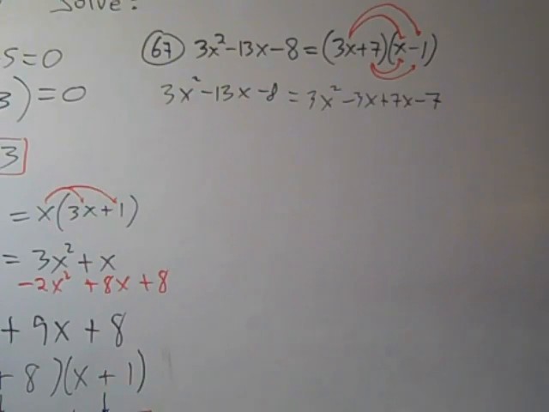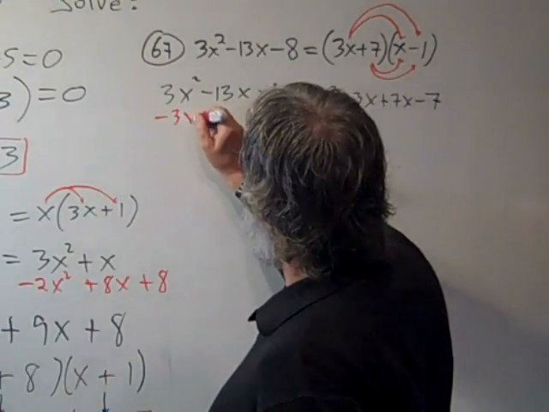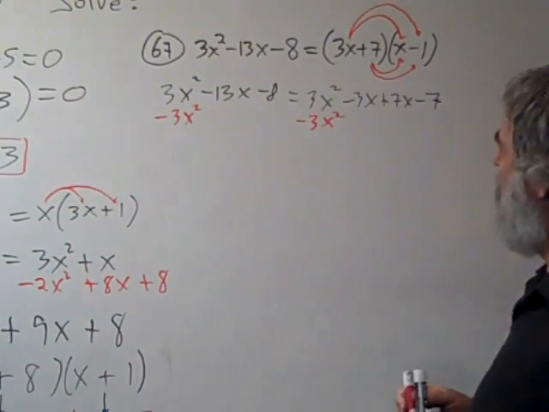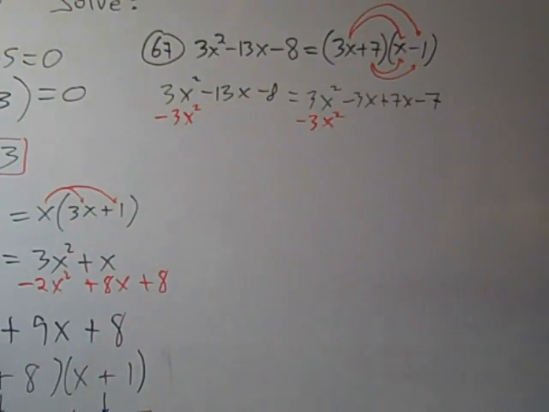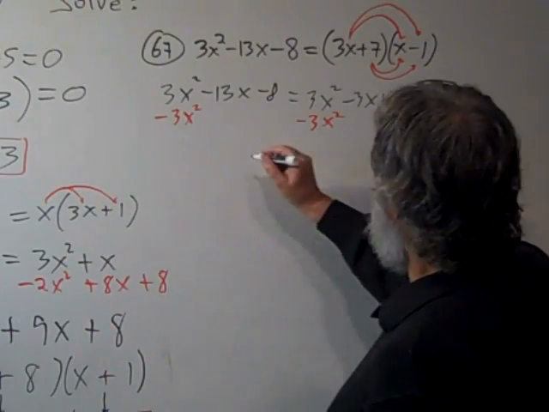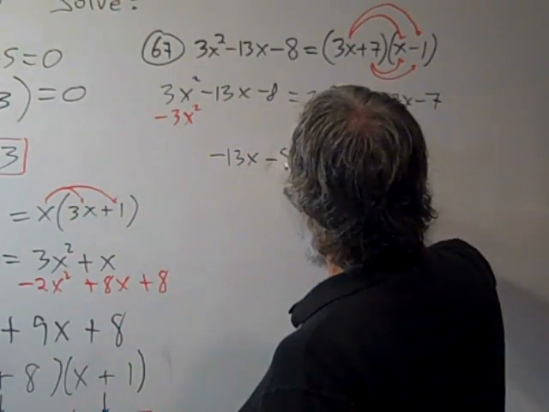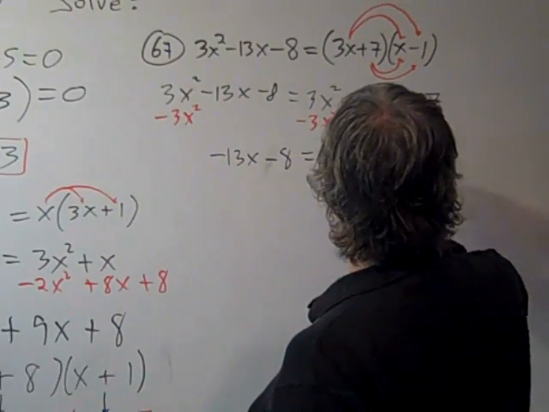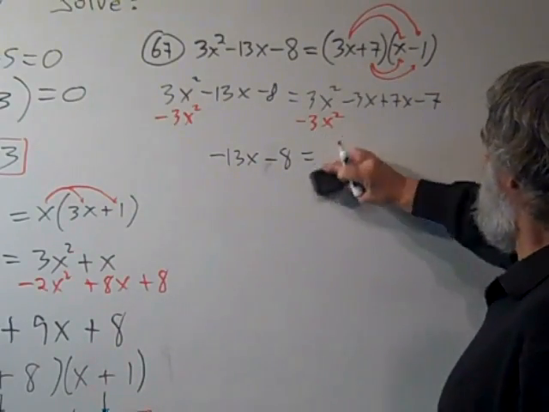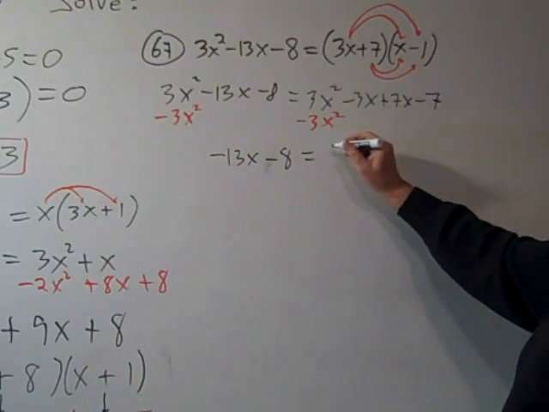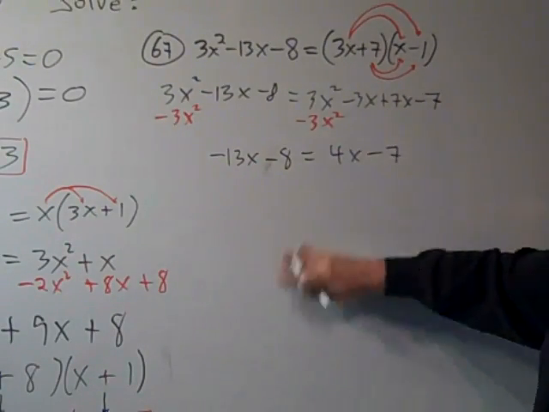Notice that when we subtract 3x squared from both sides, the quadratic term vanishes completely and what's left is just a linear equation. And let's see what we've got. We've got negative 13x minus 8 is equal to negative 3x, well, negative 3x plus 7x. 7x minus 3x is 4x.